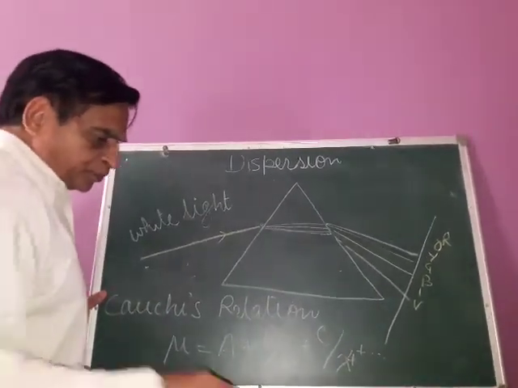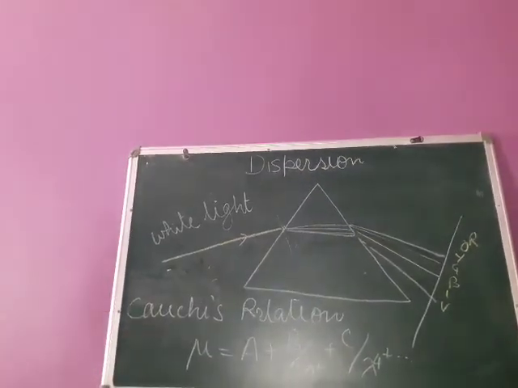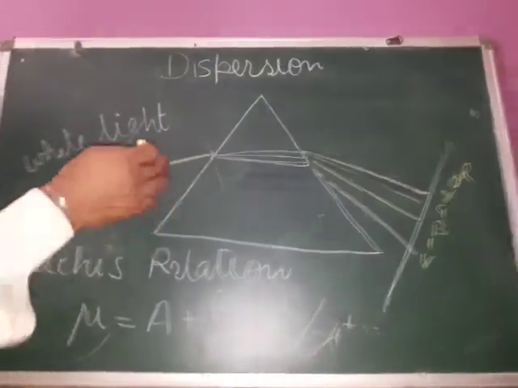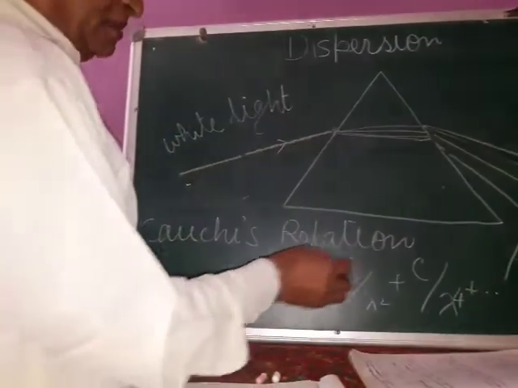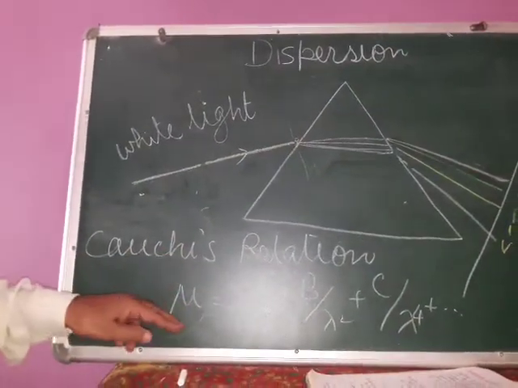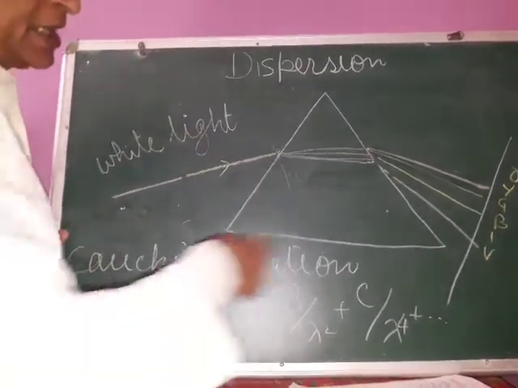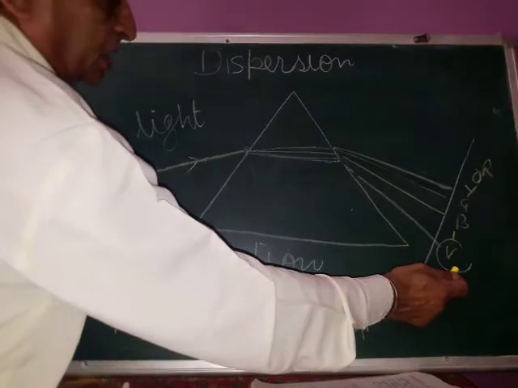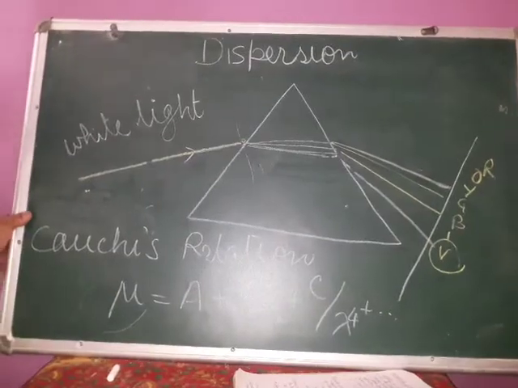Now, how these are related, we can say there is Cauchy's relation, where the dependence of refractive index on wavelength is given by this equation, a plus b by lambda square plus c by lambda to the fourth, where a, b and c are constants. So this is just for the sake of knowledge how wavelength is related to the refractive index. Here you see the violet ray is maximum deviated, it has the maximum refractive index, and the red is deviated minimum. So red has the minimum.